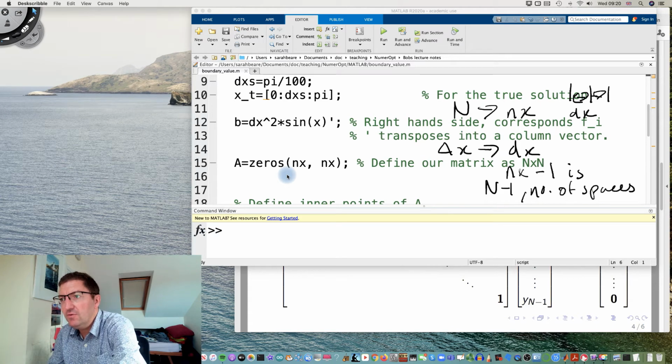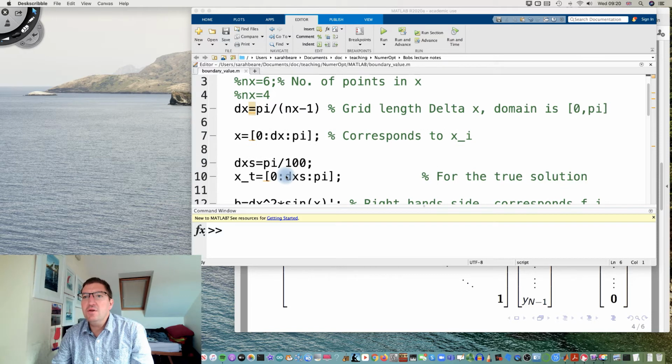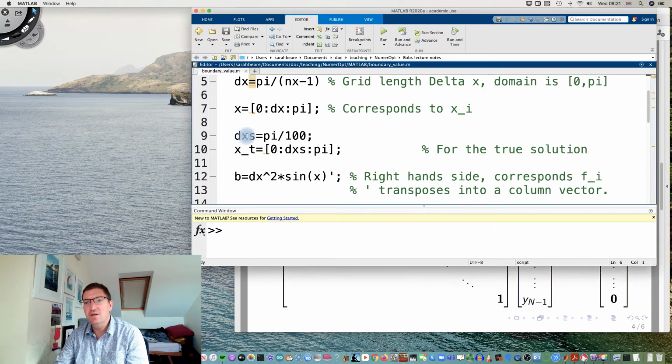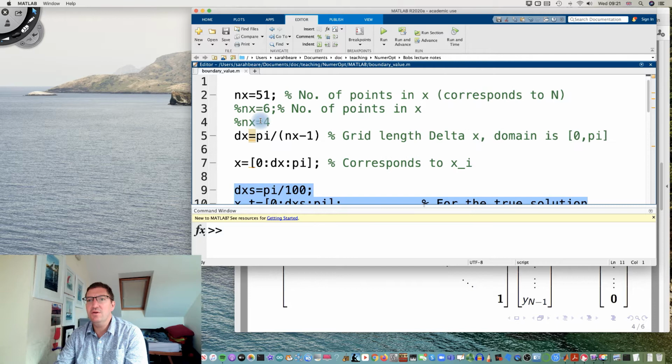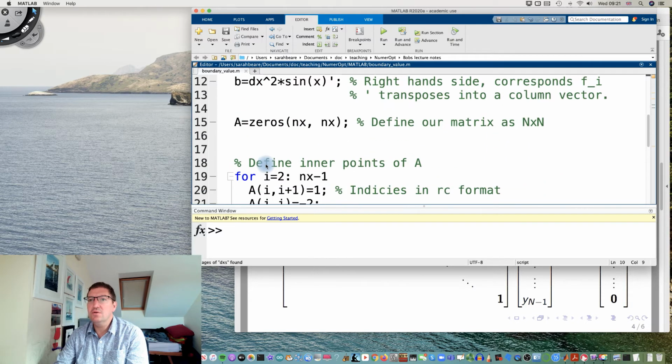Let me just get rid of the scrawlings again because they don't correspond to anything now. So I move down. I've also set up another array, this x underscore t, which is going to be for the true solution. Because I want to vary our delta x, which is basically our discretization of a numerical method, but I don't want it to change for the true solution. So I set up a similar grid length dxs in this case for the true solution. I'm going to use 100 points, and then a similar x-axis. So that's just separately for the true solution.